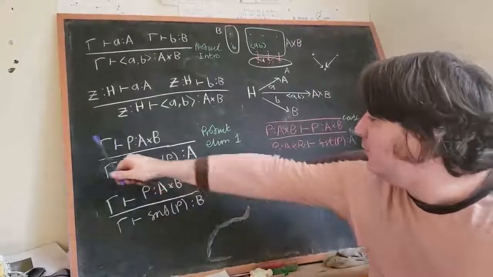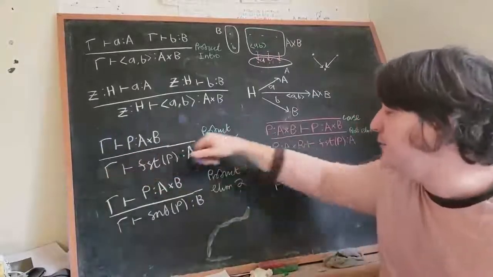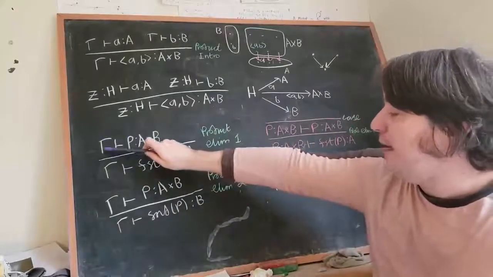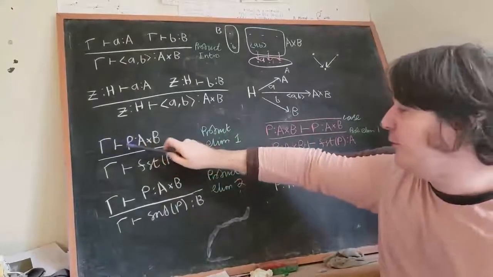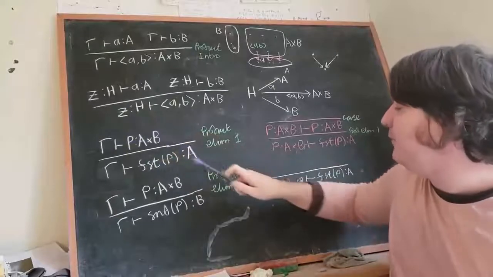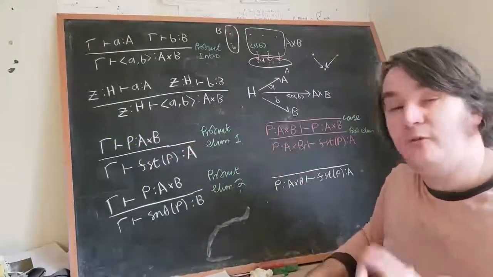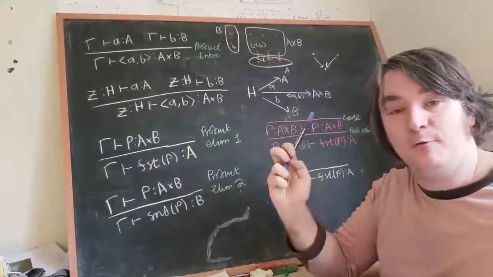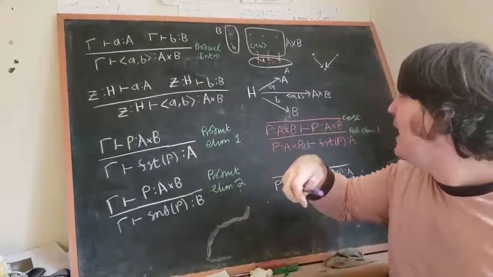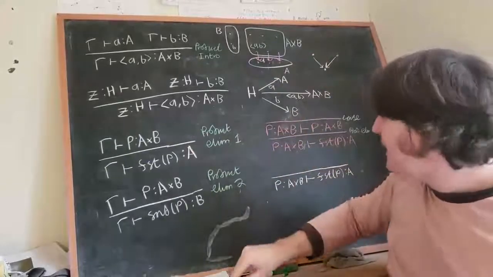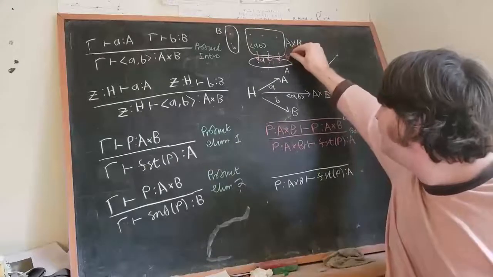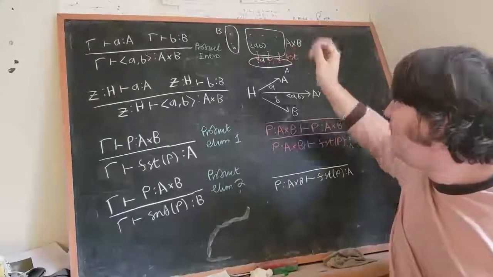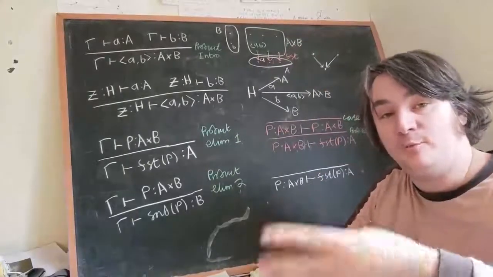So let's have a look at a special kind of application of this. Let's pick the case where gamma here is just p of type a times b. Now we can do our first little proof in type theory. It's basically the construction of this fst function, this first projection function.